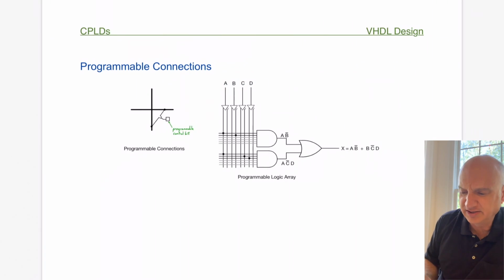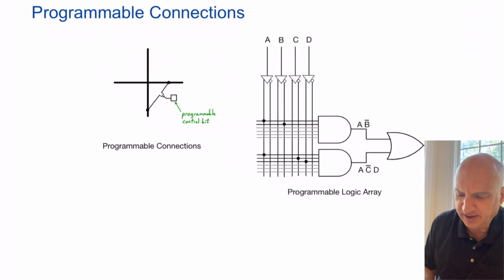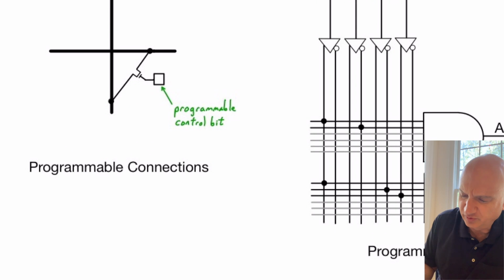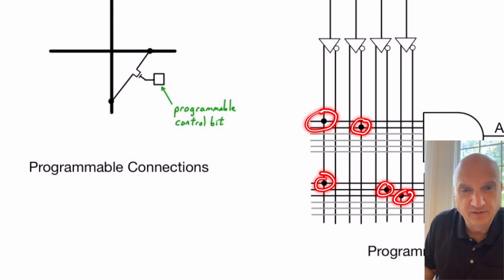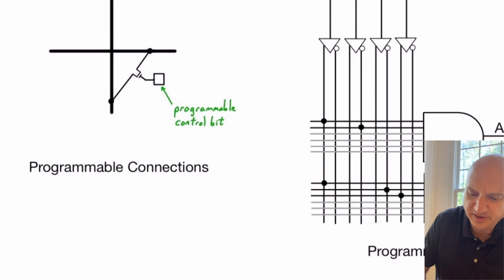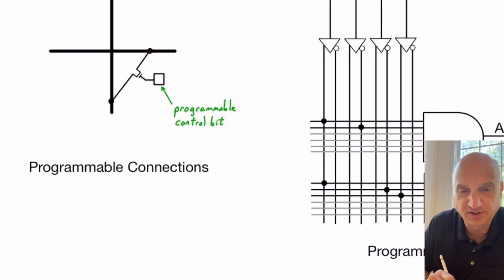So let's see how we make those connections and see another example. You'll notice that when we drew this system, we're showing these line crossings here, right? So the dots represent where we're making connections. All these dots here are all about making connections inside the grid. And that's typically done with an element here that basically connects or disconnects the two lines together.